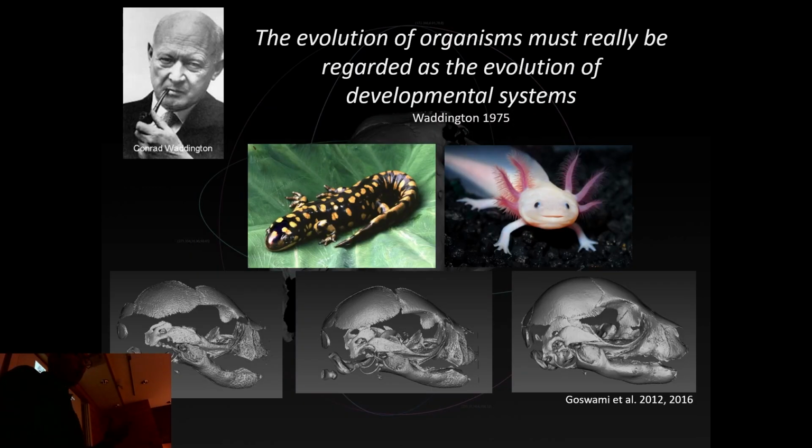The change of morphology is also caused by development. Here are examples of sister species that look very different from the outside, but there's only a tiny shift in developmental timing, and it creates such a big difference. Also, by studying ontogeny data, we can understand more about the development of the organism.